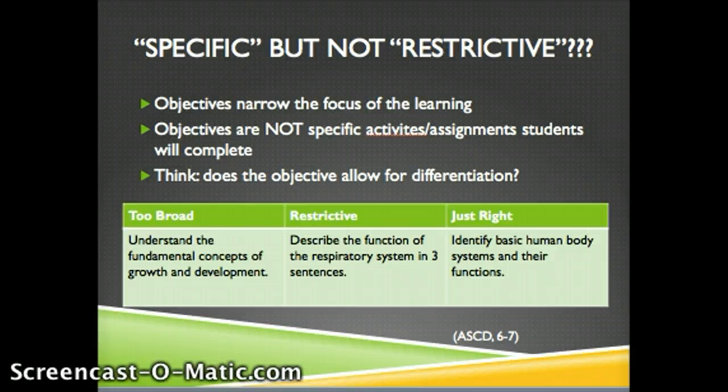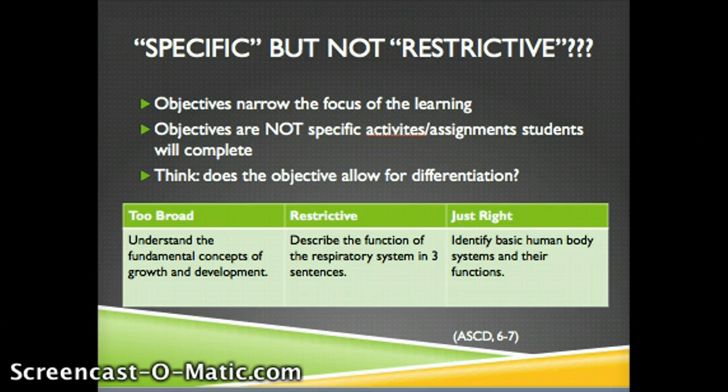Specific but not restrictive. What does that mean? That was part of what our textbook said. It means objectives that narrow the focus of the learning. They're not specific activities or assignments, but they allow for differentiation. So think to yourself, does the objective I've made allow for this to be differentiated for students?